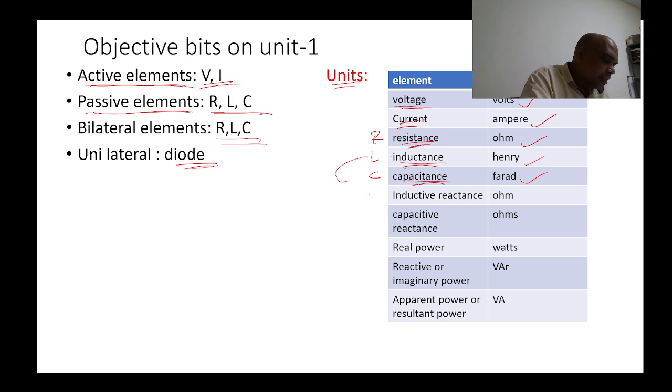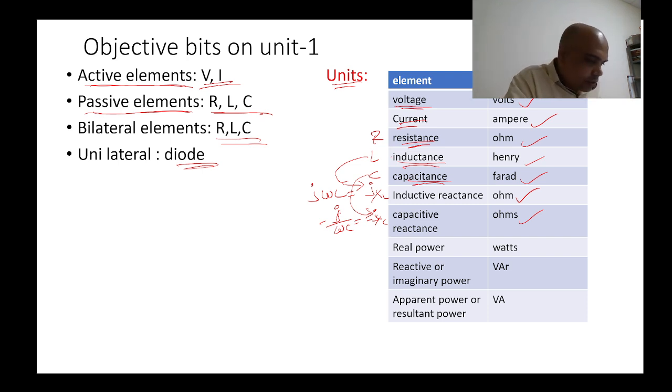But inductive reactance is jXL, which equals j omega L. Understand? What is the unit of inductive reactance? Ohms. What is the unit of capacitive reactance? Minus jXC, ohms. XC equals 1 by 2 pi f C, so 1 by omega C, minus j by omega C. So, ohms.